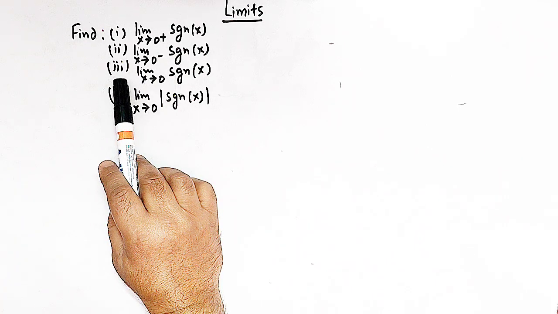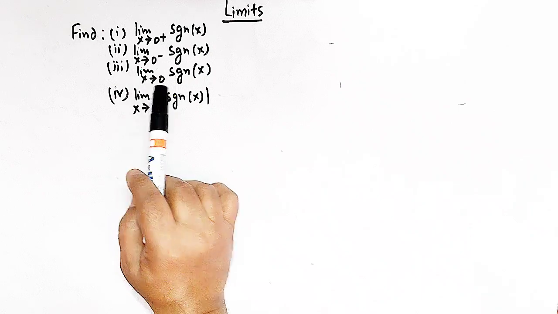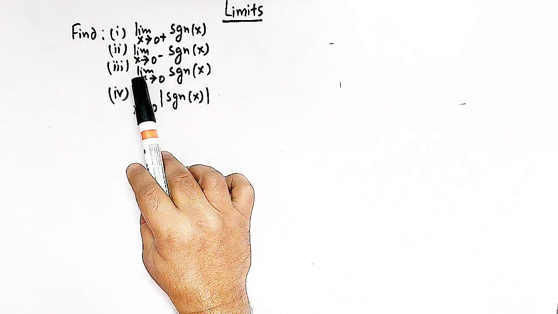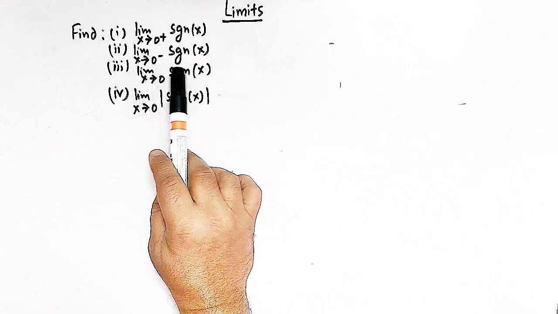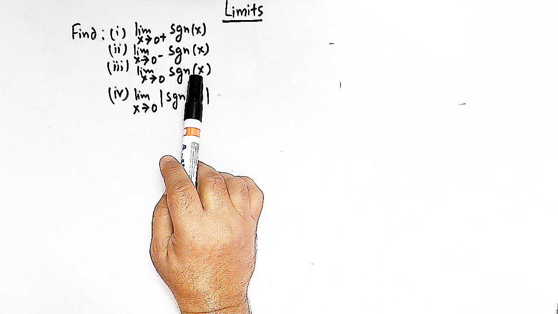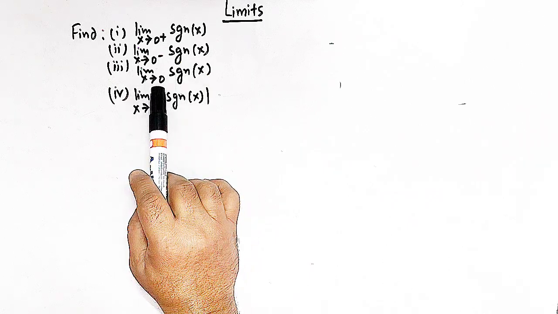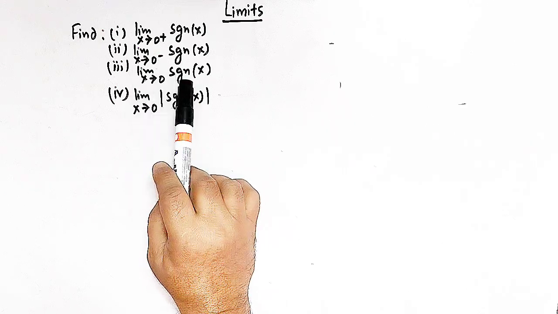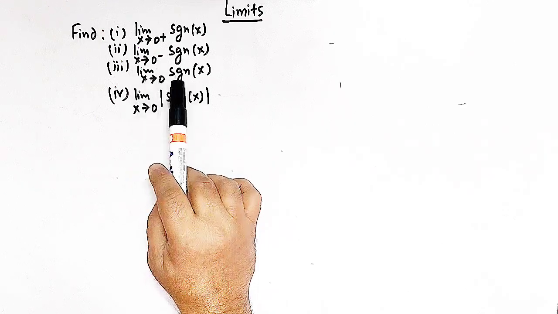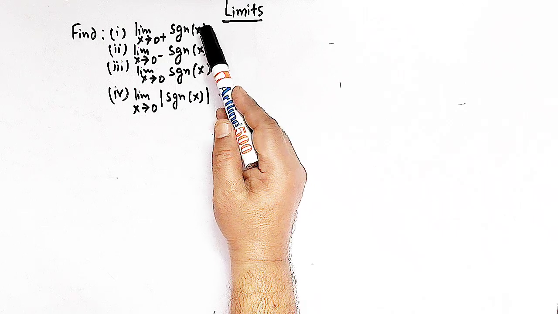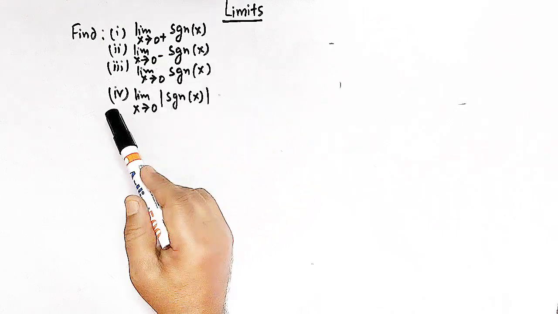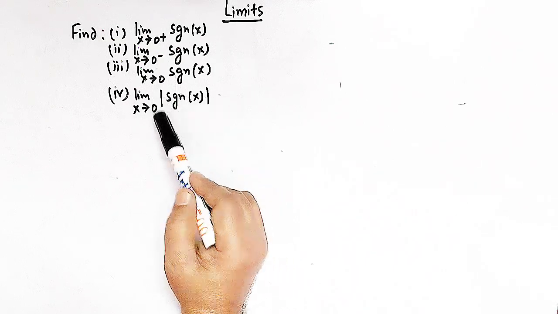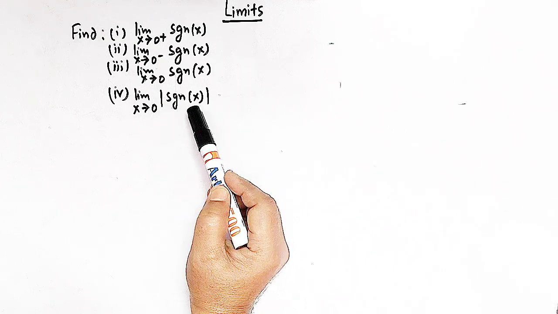And in the third problem, we have limit x tends to 0, and here signum of x. So we have to check whether the limit of signum of x exists when x tends to 0. We can draw the conclusion regarding the existence of this limit by the first two cases, right? And in the fourth problem, we have limit x tends to 0, and here we have the absolute value of signum of x.